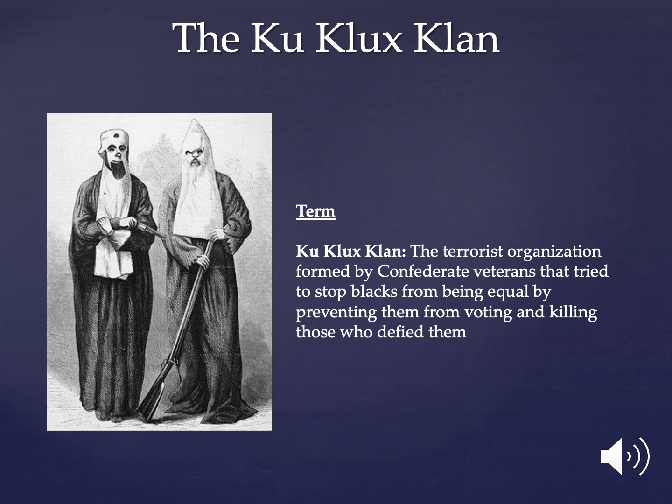They would beat up, whip, and sometimes even kill blacks or whites who were helping blacks. They would also burn schools, homes, and churches that blacks attended. By the 1870s, the federal government sent in troops to disband them.